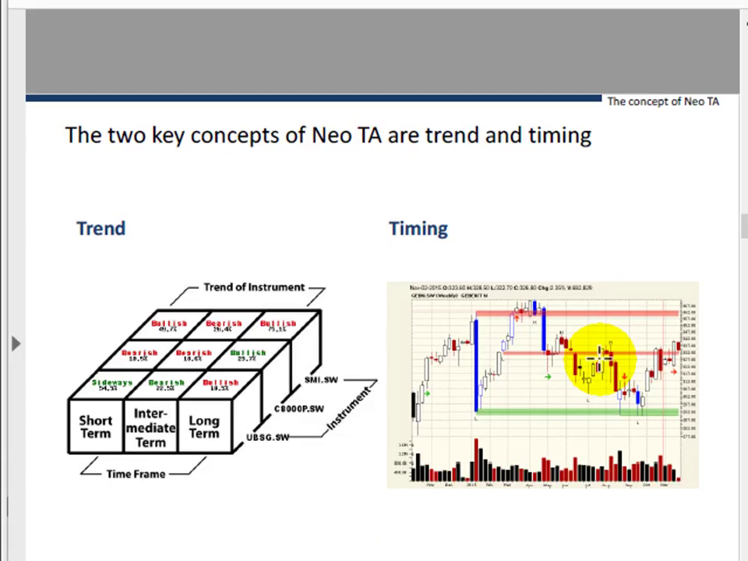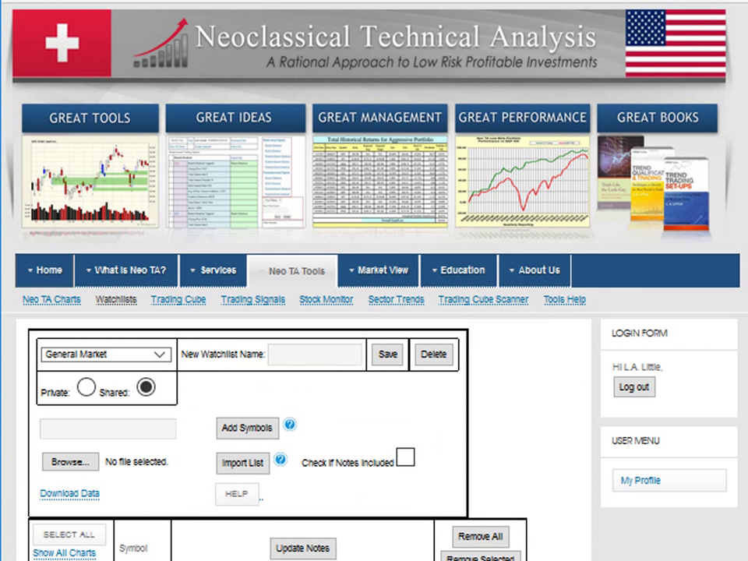The timing part of it really has to do with two concepts: support and resistance zones, and also retrace and regenerate zones. And I'm going to go into those quite a bit here. So let's pop over to the site. Let's bring up some of these ideas and show you how they work. So if we go to the tools, you have all the tools listed here.